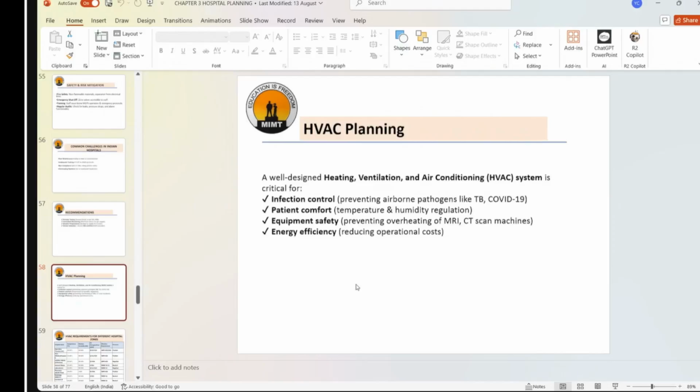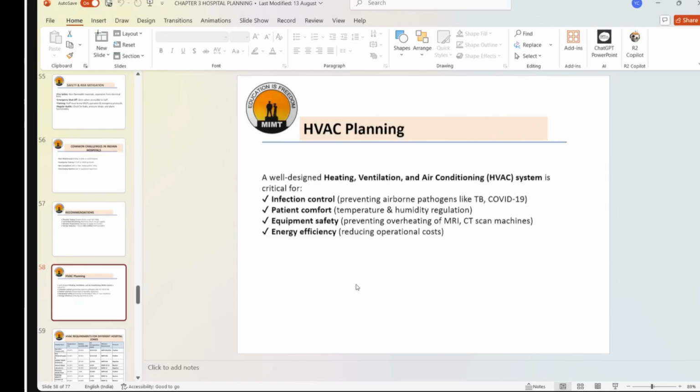Okay. Good evening. Today we discuss HVAC planning, which is very important for any hospital to provide good quality care and reduce the various kinds of hospital acquired infections. What actually is the meaning of HVAC? That is the heating, ventilation, air conditioning system.